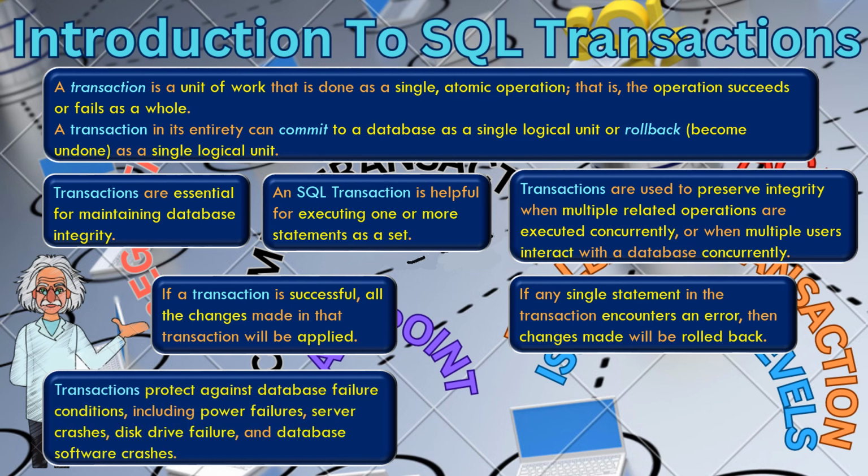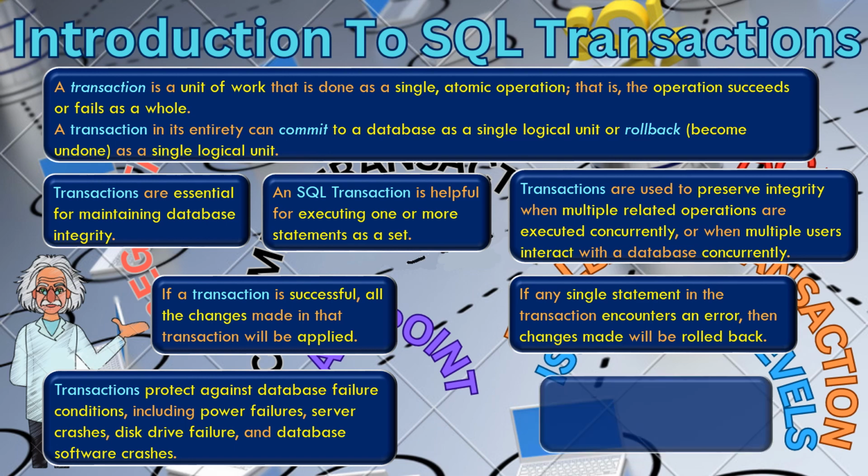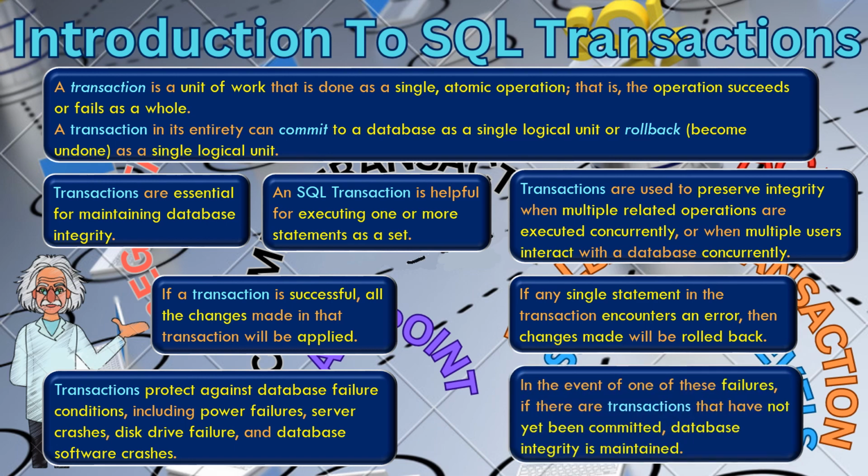Transactions protect against database failure conditions, including power failures, server crashes, disk drive failure, and database software crashes. In the event of one of these failures, if there are transactions that have not yet been committed, database integrity is still maintained.